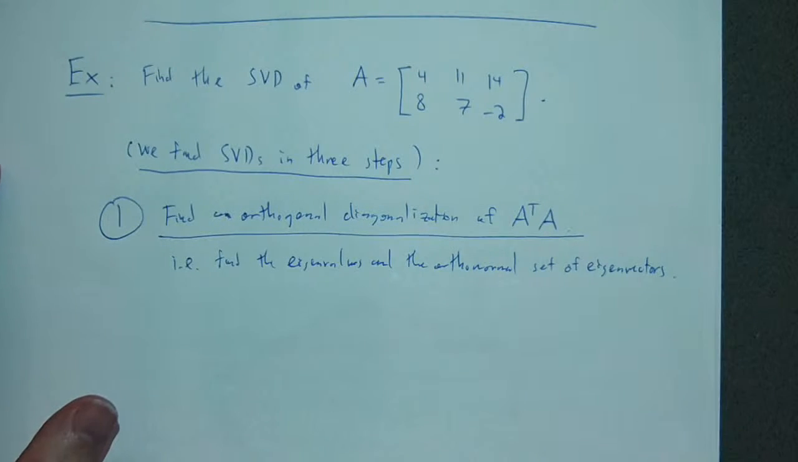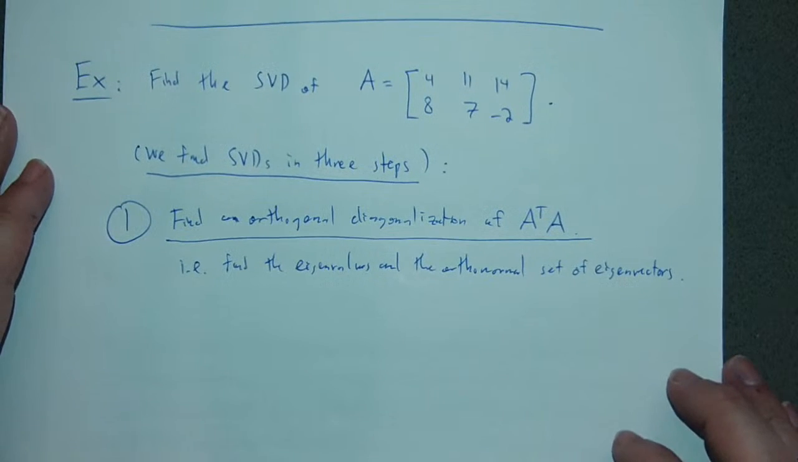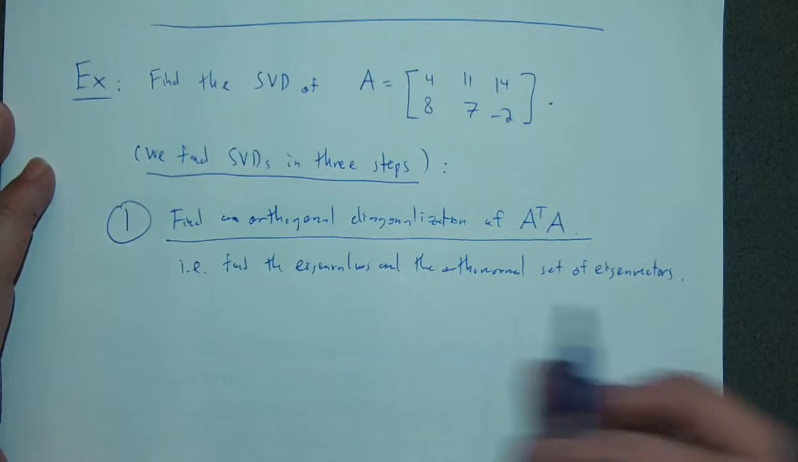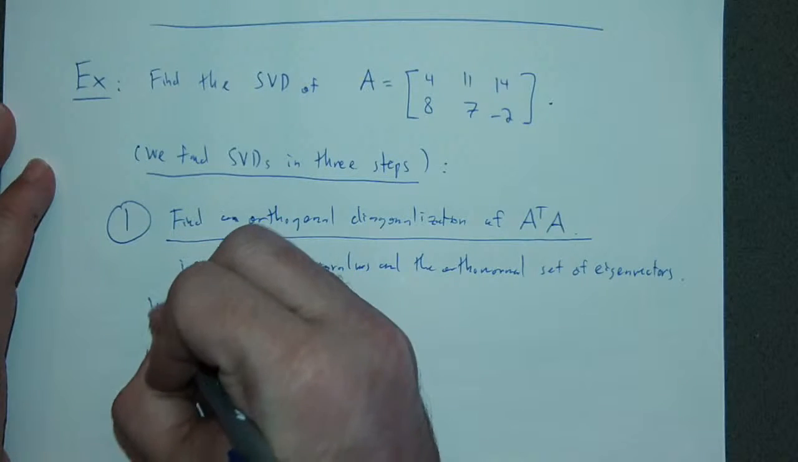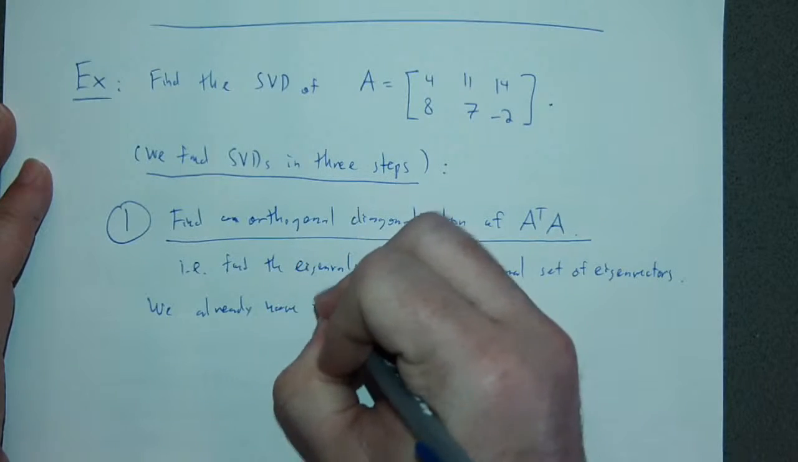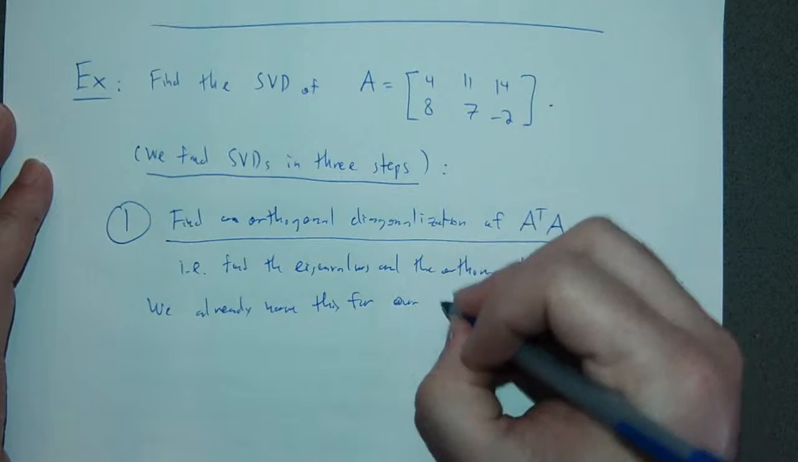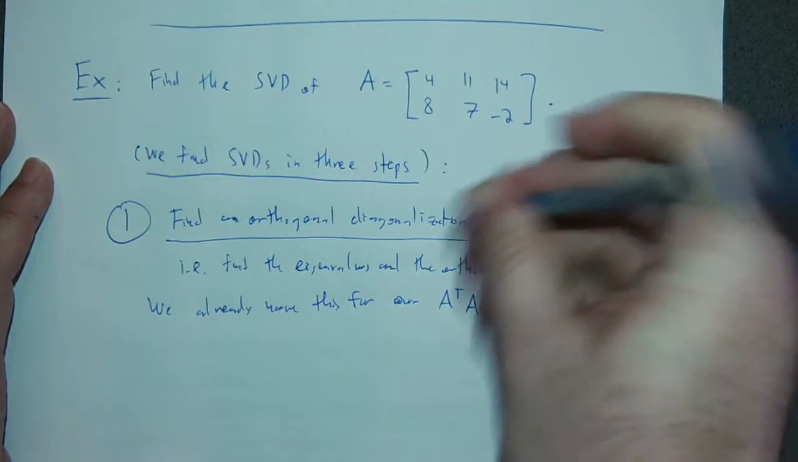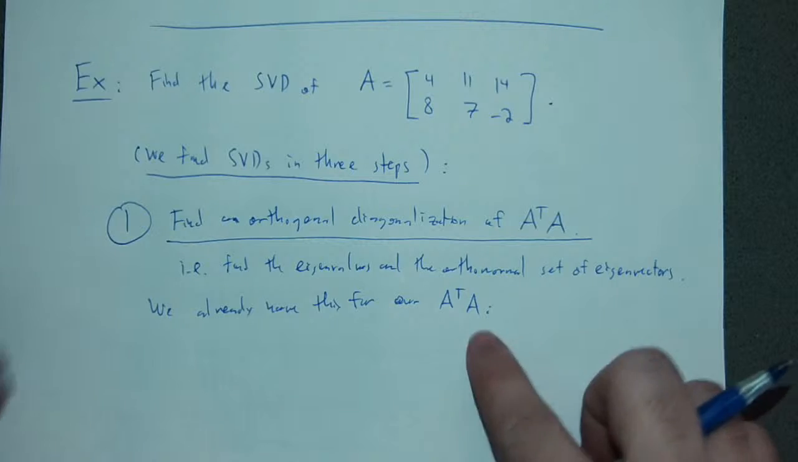Let's say though that I don't put any of those computational concerns under what I'm doing. I'm just going to do it. So I find the eigenvalues and an orthonormal set of eigenvectors. We already have this for our A transpose A. This was done in the textbook, in that example that I listed before. So what is A transpose A for us?